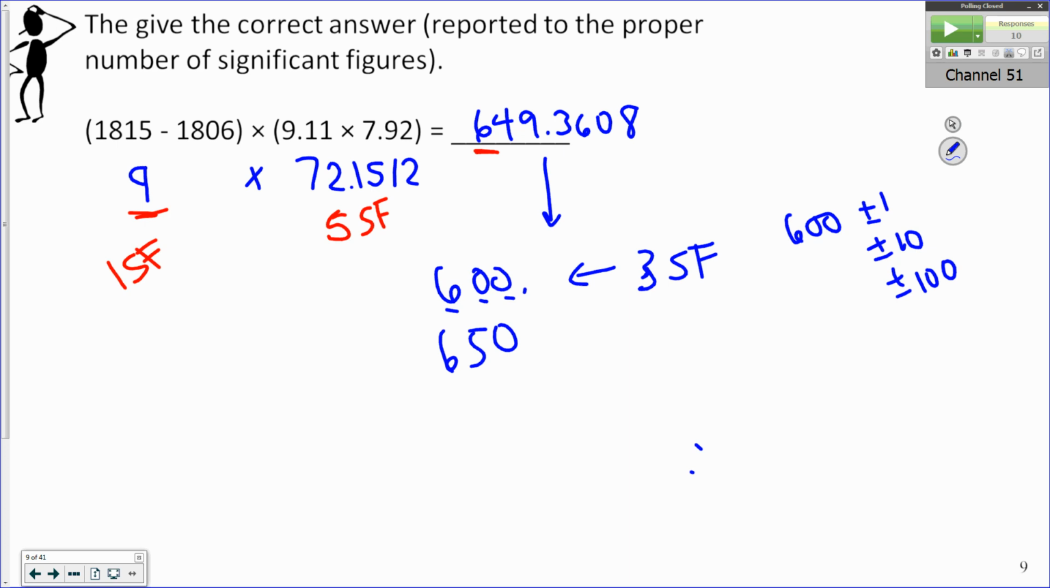Okay, so the way that we clearly represent it, and the way that we want to do it, is to represent it with scientific notation.